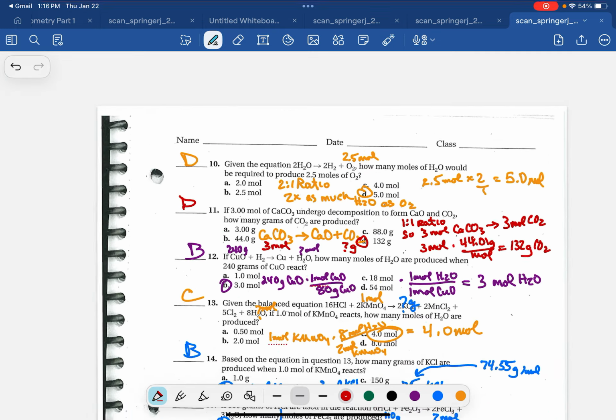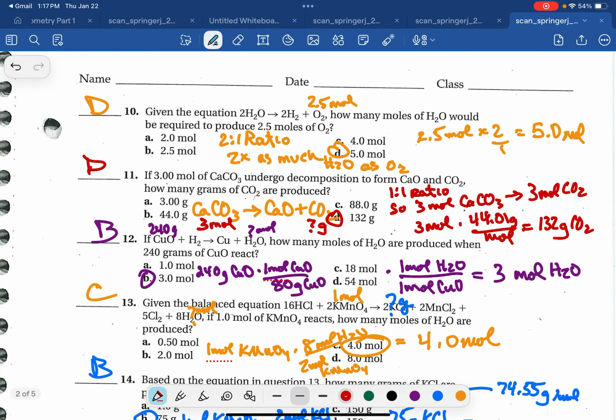Next page, given the equation, how many moles of H2O would be required to produce 2.5 moles of O2? Just got to look at the coefficients. It's a 2-to-1 ratio between H2O and O2. So if we had 2.5 moles of O2, we're going to need 5 moles of H2O. And here's the stoichiometry of it, if you would prefer.